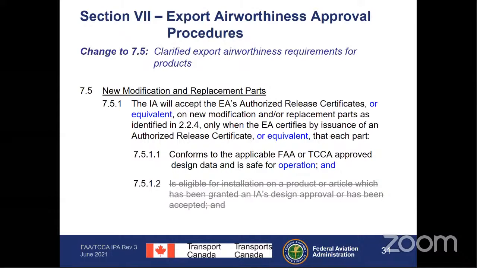It was previously three requirements in Rev 2. The wording "eligible for installation" was problematic since the 8130-3 form does not certify eligibility for installation. So the previous paragraph stating eligibility for installation was removed in Rev 3. Next slide.